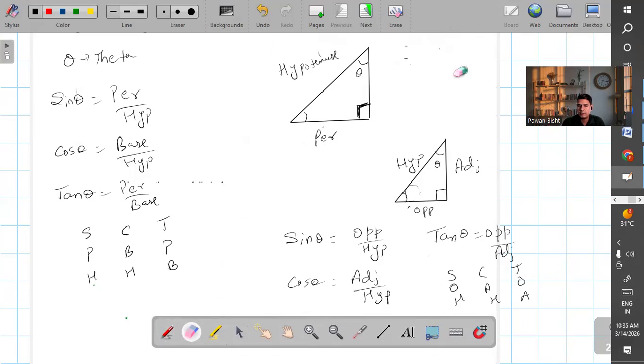So for CBSE and ICSE students, you have perpendicular and base. For IGCSE Cambridge students, you have opposite and adjacent. But one thing is common: if we are talking about this angle, the side opposite to it is considered the opposite or perpendicular, and the side attached to this angle is considered the base or adjacent. Right? Clear? Now let's start with the questions.